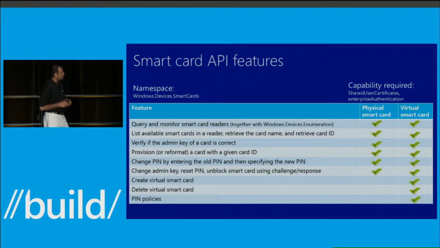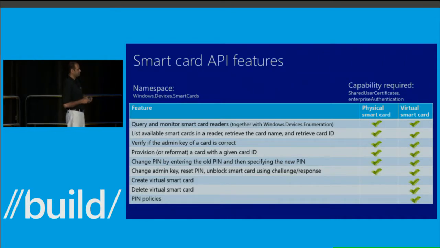You can provision or reformat a card with a given card ID. So this is where once you create a card, a blank card is not usable until you provision or format it and give it a card ID. So you can use those for physical cards and virtual smart cards. We have APIs to change PIN by entering the old PIN and then specifying the new PIN. And that applies to both physical and virtual smart cards.